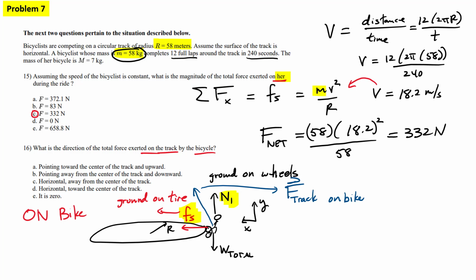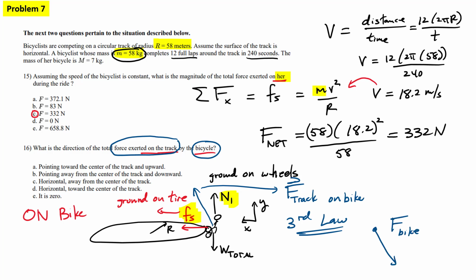But now you go back to the wording. What they want to know is the force exerted on the track by the bicycle. In order to answer this, we have to use Newton's third law. If the force of the track on the bike is in this direction, Newton's third law says that the force of the bike on the track is equal and opposite to that one. That is Newton's third law at work. So let's look at our choices here. We get pointing toward the center of the track and upward?